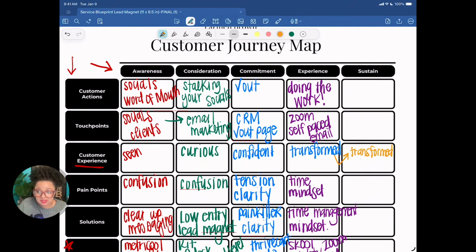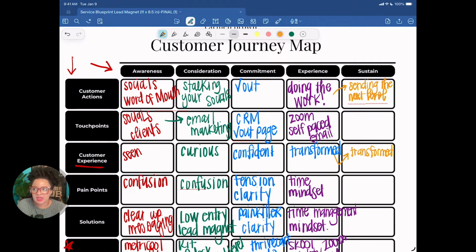Our touch points then, let's come up with our customer actions. They are constantly doing the work, but they're able to do it independently. And then this is where we can offer an upsell, so we're sending them to the next level, or at least offering the next level. And if it's not the next level, maybe it's a continuity offer.